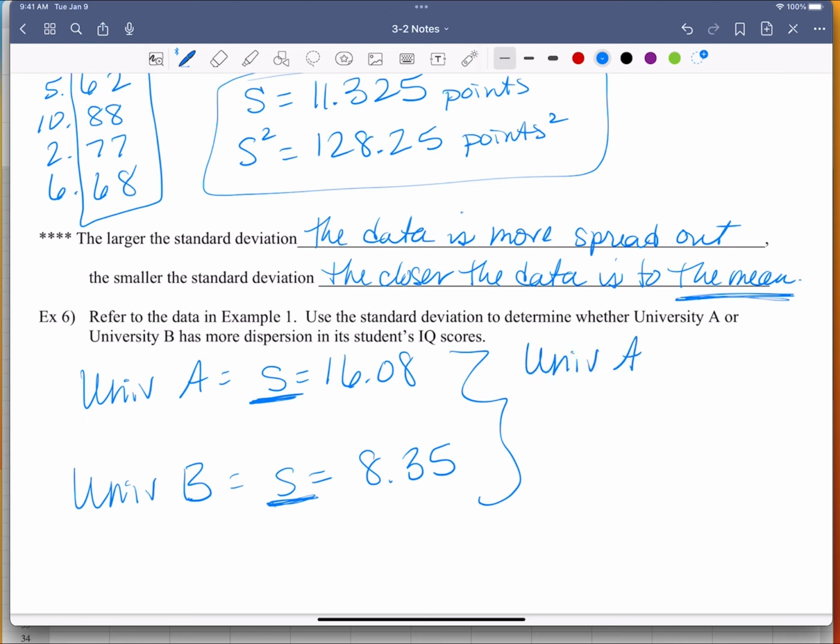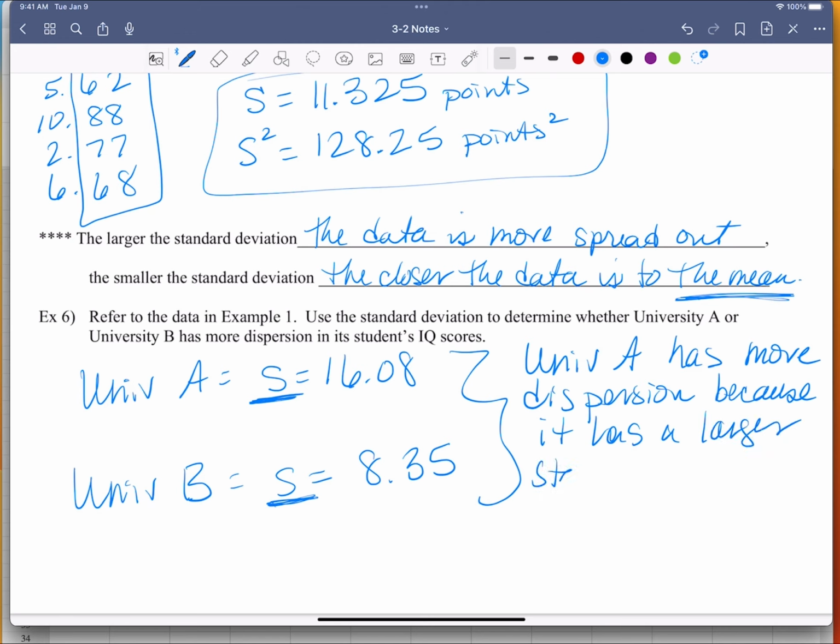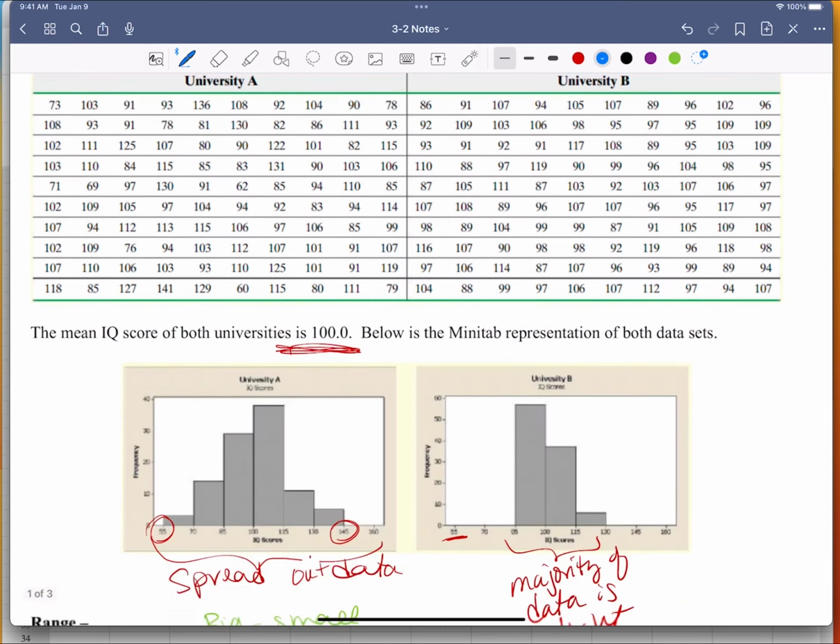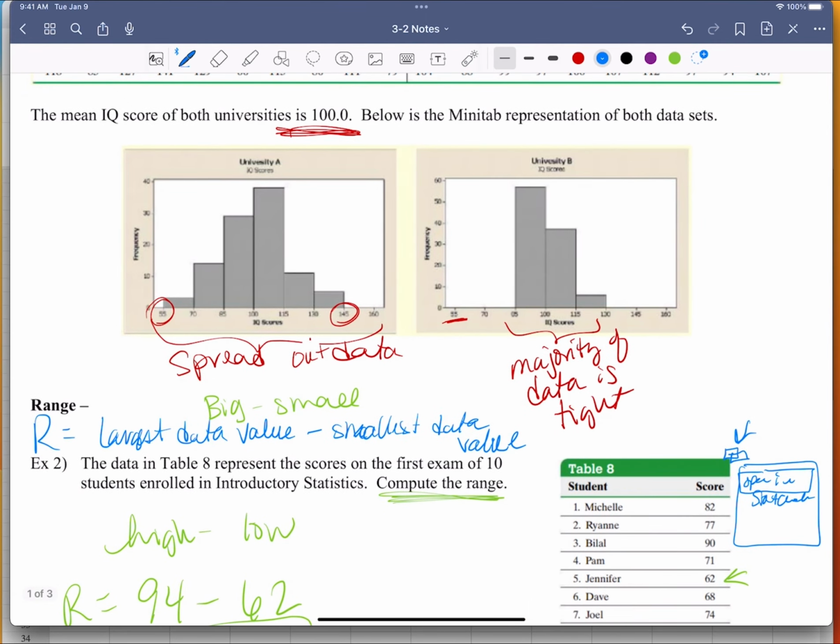University A has more dispersion because it has a larger standard deviation. It's more spread out, more dispersed, has a higher standard deviation. Now, can we come back over here and just say, thank you, Captain Obvious? Did we not literally already talk about that? Oh, yes, we did. This is just another way.